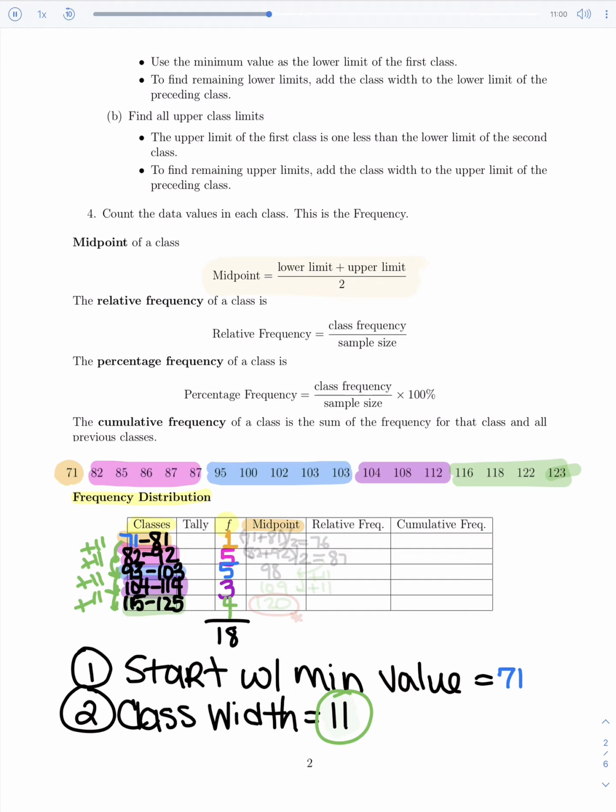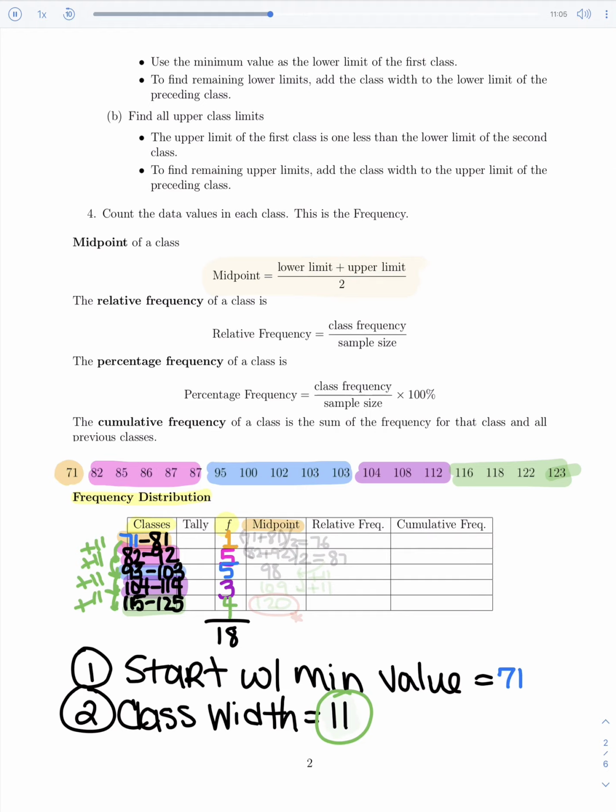Frequency distribution is classes and frequency. However, a lot of times they will tack on extra information for you to find, such as midpoints and relative frequency and cumulative frequency. So let's find everything all at once. The next thing that they might ask for is what are called midpoints.